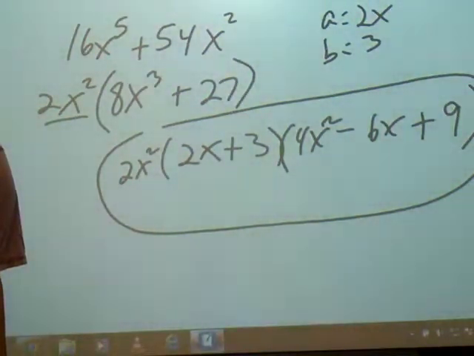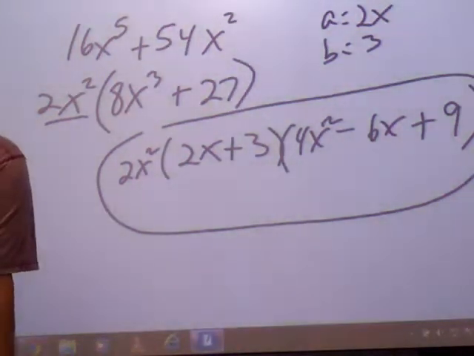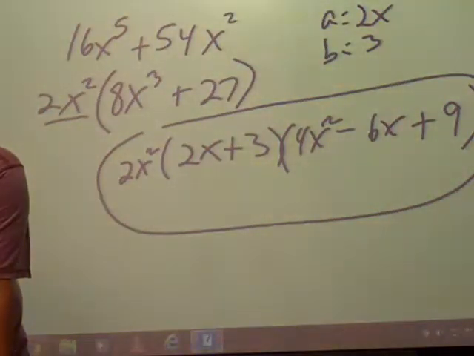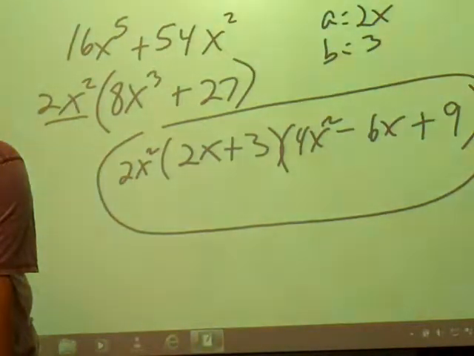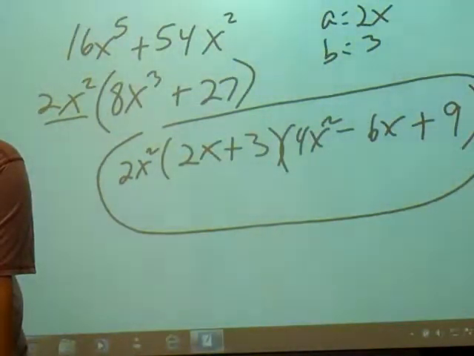Try this one again. Alright, we looked before at factoring by grouping, so that's what we're fixing to do now.